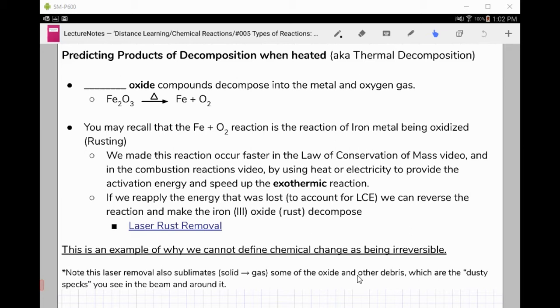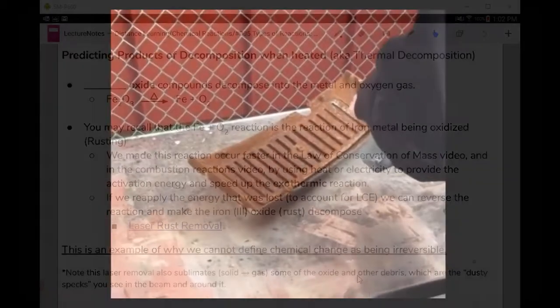Note that when we're playing it, you're going to see some little dusty particles floating around. The laser does evolve enough heat that it sublimates some of the rust as well, meaning that it goes from a solid to a gas. But for the most part, it is decomposing the iron(III) oxide back into iron metal.